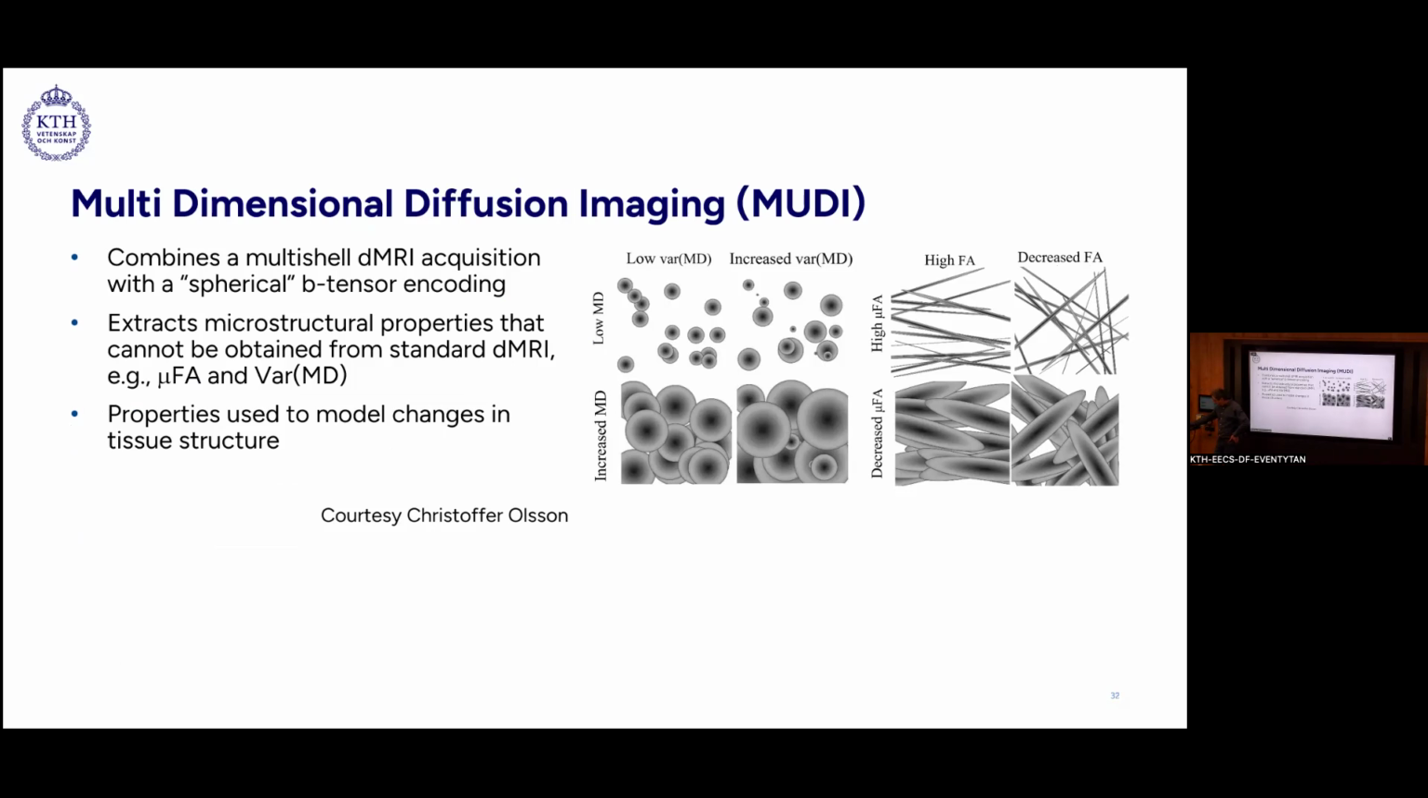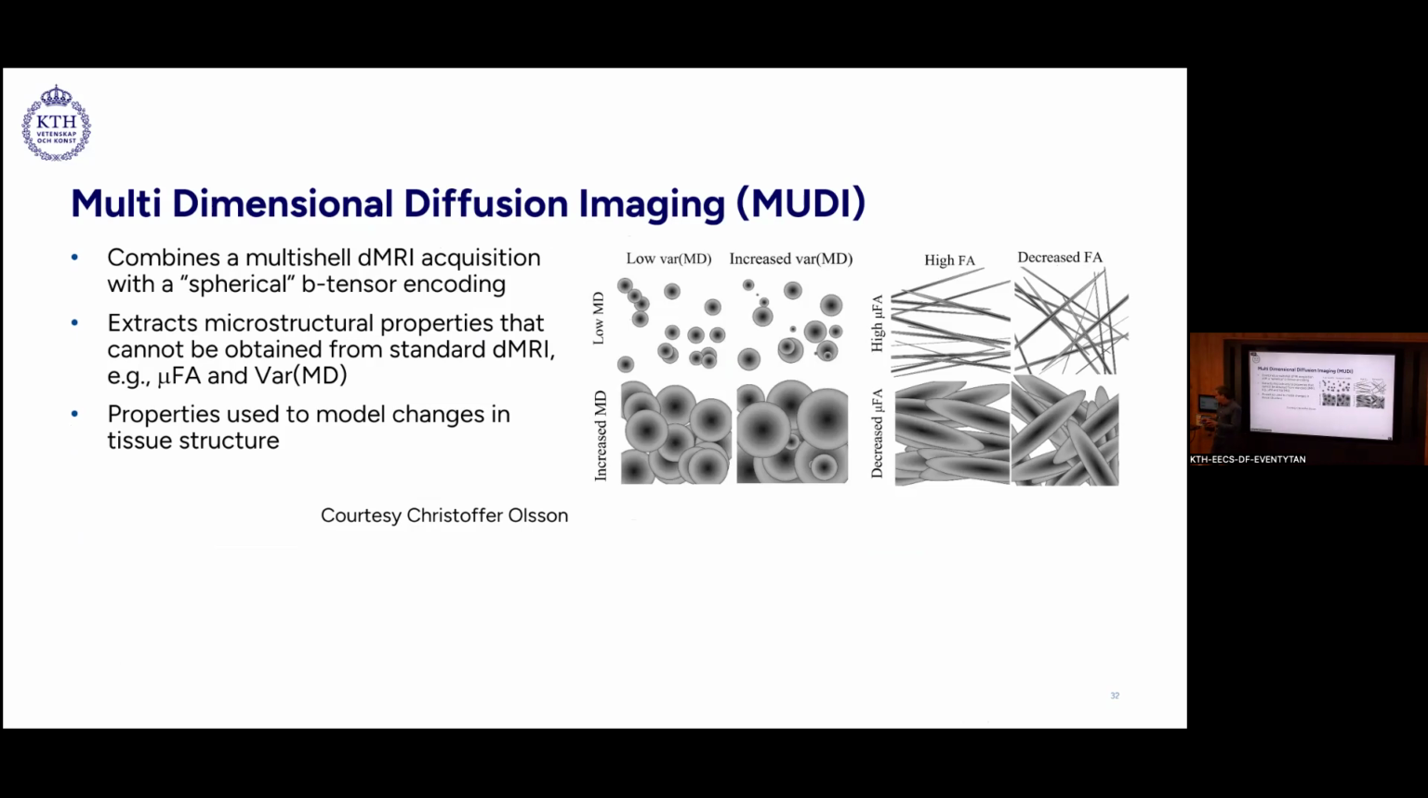So there is diffusion MRI. Diffusion MRI is a very well known method. So you can get the anisotropy of the tissues in the brain, but this is a little bit more advanced. So it has two parts.